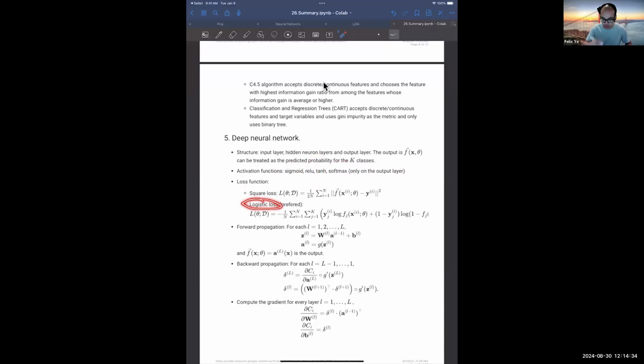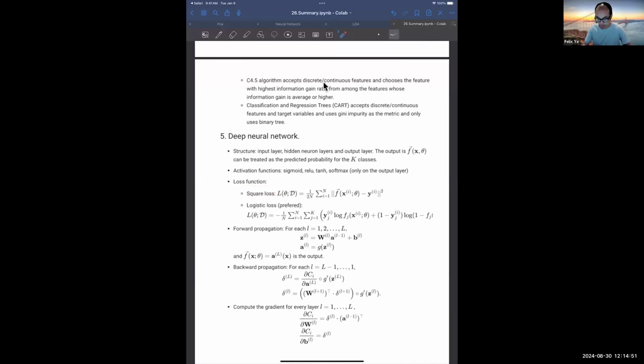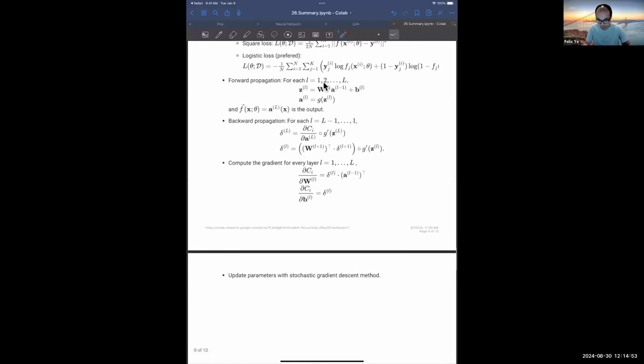So, the logistic loss is preferred, and we talked about why the logistic loss is preferred, but you can still work with the square loss if you need it. There's nothing against it. The most difficult part in a deep neural network is how to compute this gradient efficiently, right?